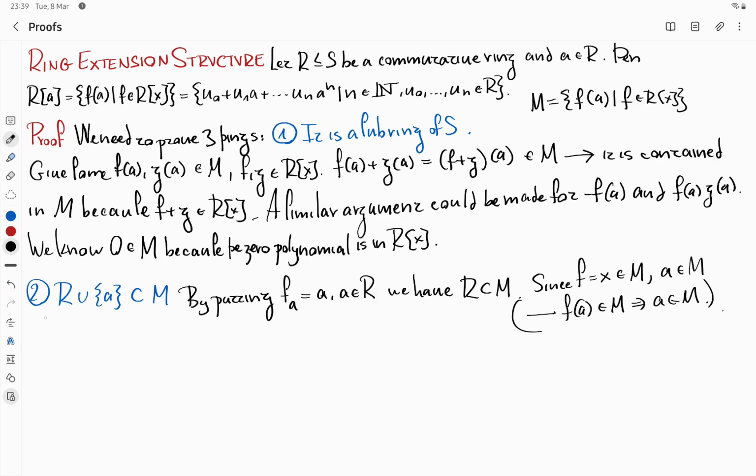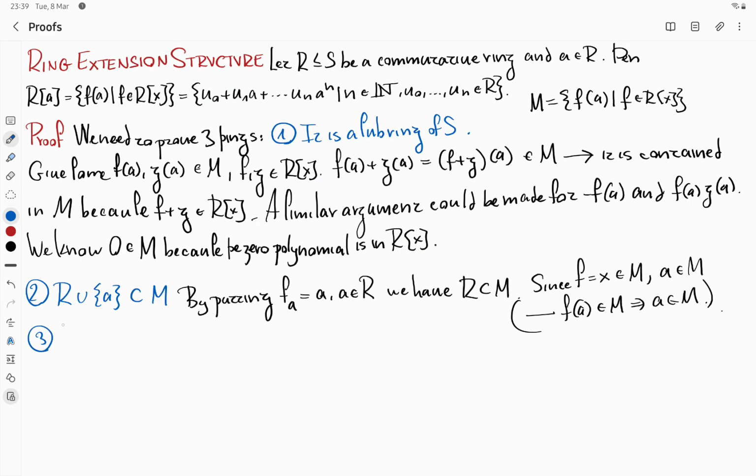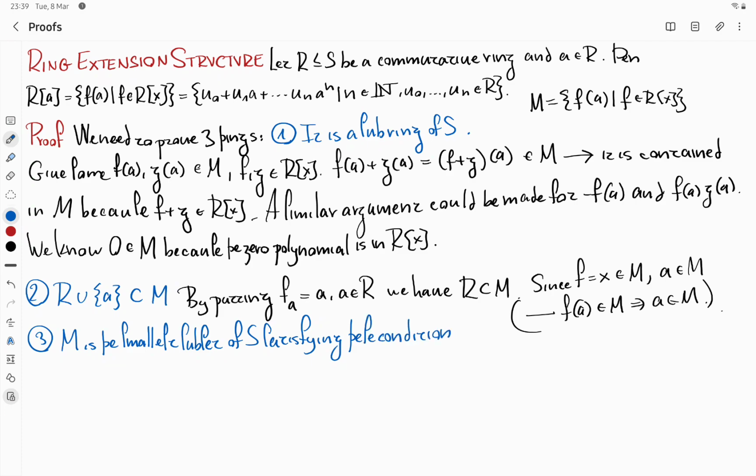Right, so this proves the second subclaim, and now on to the third and last one. M is the smallest subset of S satisfying these conditions. This one is the easiest. Consider any subring U containing R and the element A.